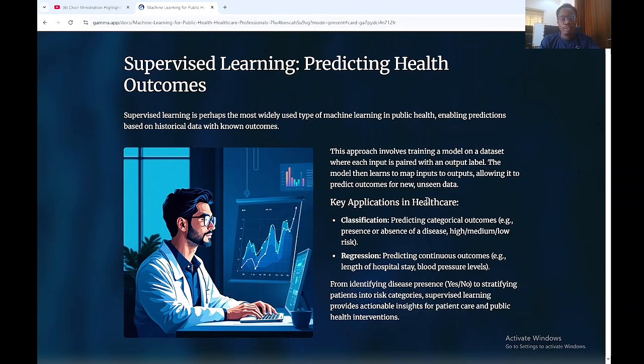One of the key applications in healthcare, just like I said before, is classification, where you're predicting outcomes, probably the presence or absence of a disease, or high, medium, low risk. You can also do regression, where you're predicting continuous outcomes, probably length of hospital stay or blood pressure levels. So, from identifying disease presence, yes or no, straight to stratifying patients into risk categories, supervised learning provides actionable insights for patient care and public health intervention.